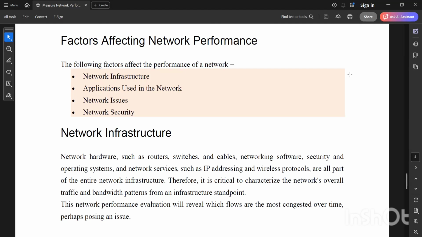In network infrastructure, network hardware such as routers, switches, and cables, networking software, security, and operating systems, and network services such as IP addressing and wireless protocols are all part of the entire network infrastructure. Therefore, it is critical to characterize the network's overall traffic and bandwidth patterns from an infrastructure standpoint. This network performance evaluation will reveal which flows are the most congested over time, perhaps posing an issue.